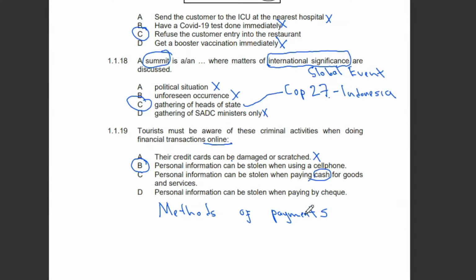Personal information can be stolen using by check. Obviously, we are not making any use of checks, and in any case, checks are no longer in use as they were back in the day. So the two words check and cash, they disqualify option C and option D. So we are only left with B as our correct answer.